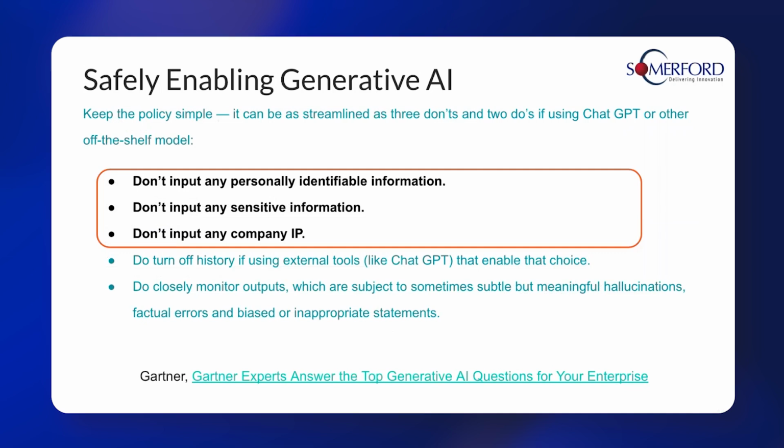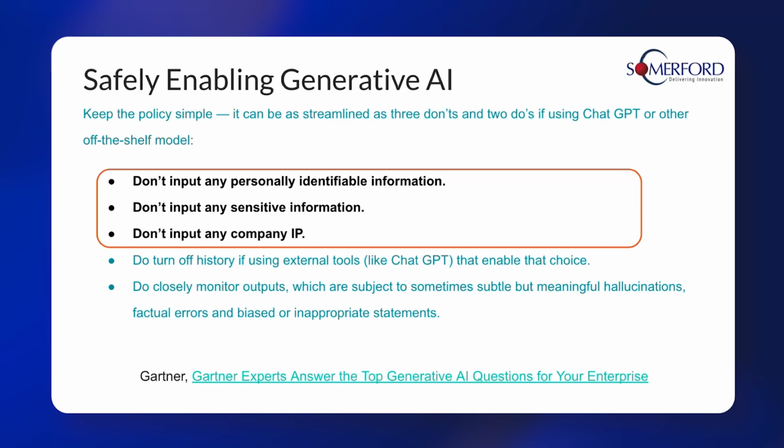So some key takeaways from this section: keep your policy simple. We want to make it simple for you, whilst protecting the organization. So educating and stopping people from inputting PII data into Gen AI models, any sensitive company information in general, or any protected company intellectual property.